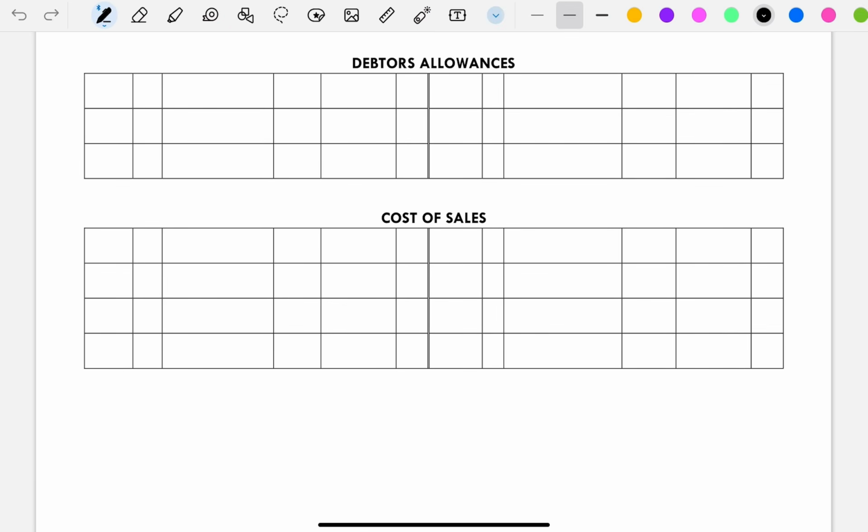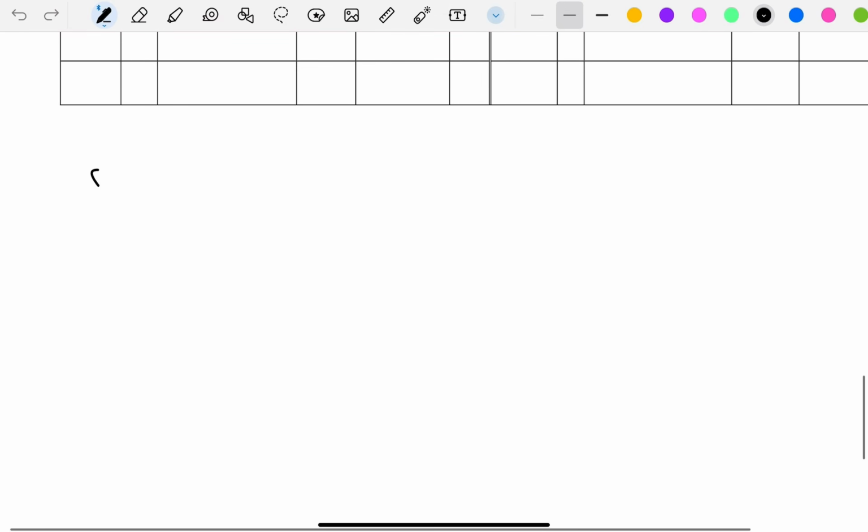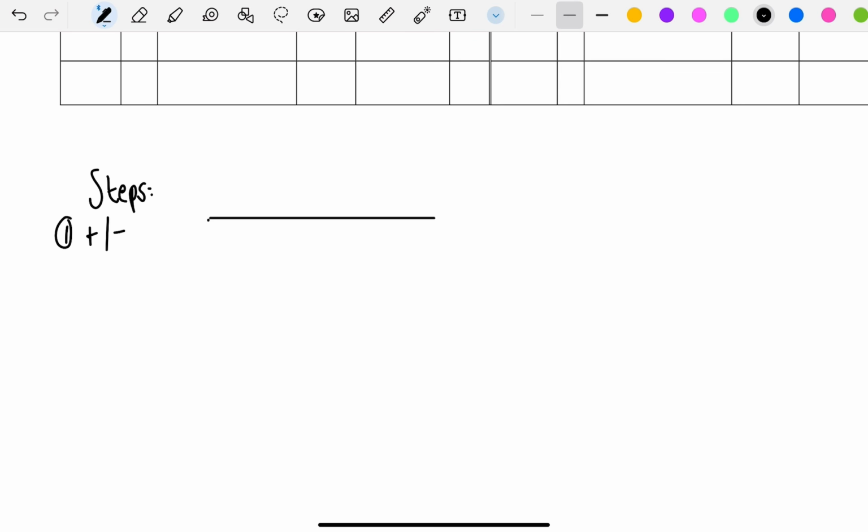So when we need to do general ledger, I would always recommend that you follow a step-by-step method to complete general ledger. The very first step would be to indicate the plus or the minus side of each account. So each general ledger account looks like a T, and on the one side the account increases and on the other side the account decreases.